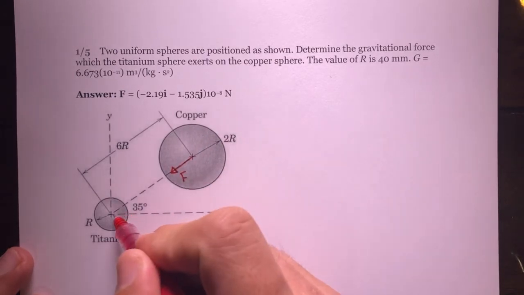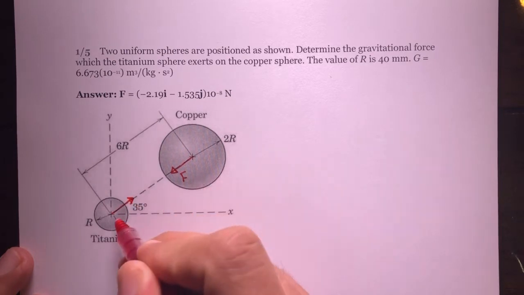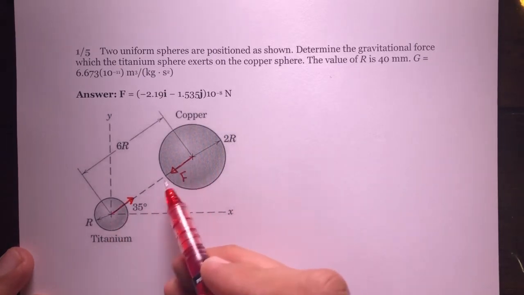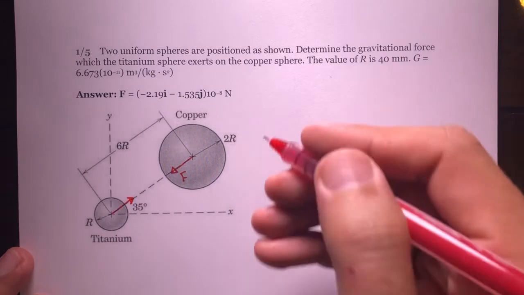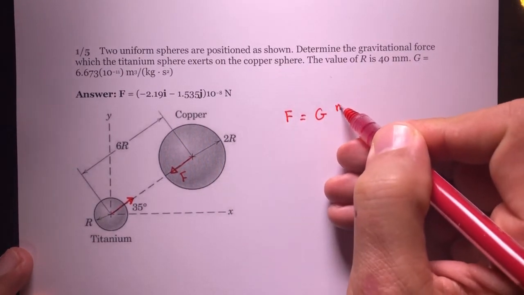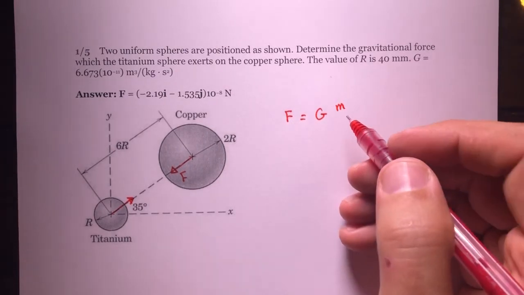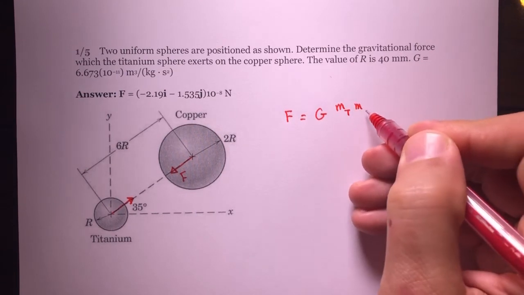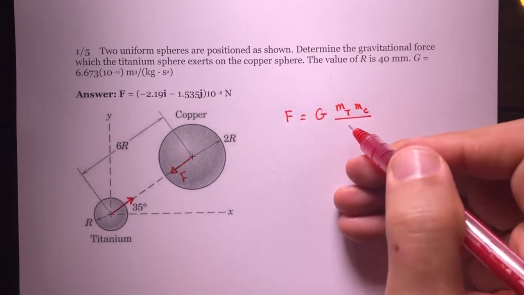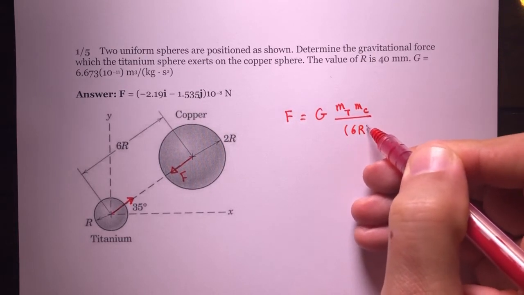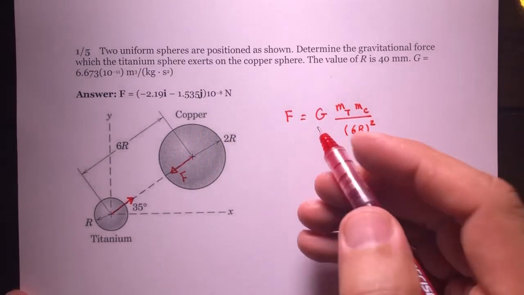If I call it F, we are going to have the same force on titanium as well, right? But titanium is applying this force. The direction of this is going to be opposite of this one. The magnitude of this force, you can find it using the gravitational force equation: m of titanium times m of copper divided by the distance between these two squared, so (6R) squared. And G is given.